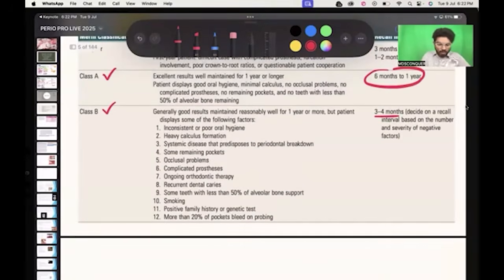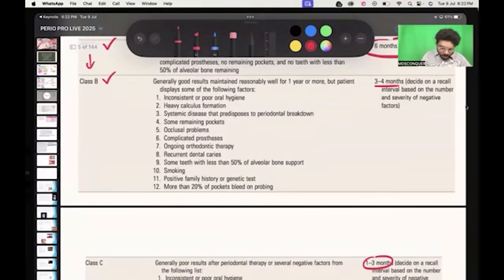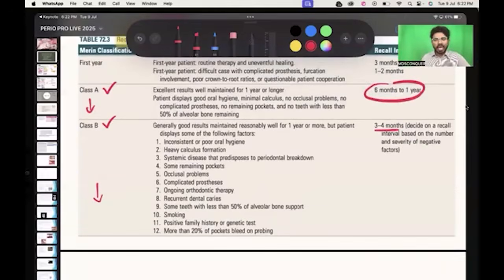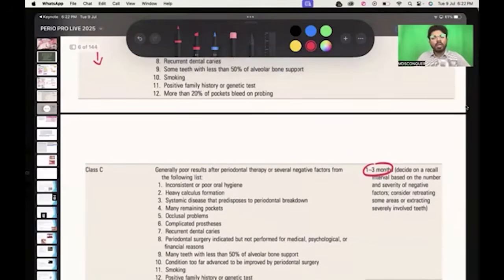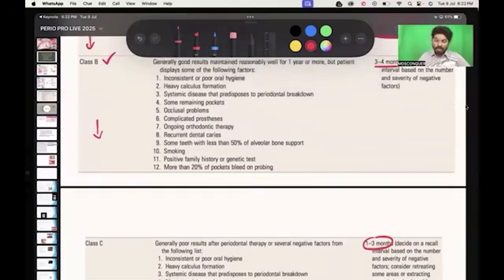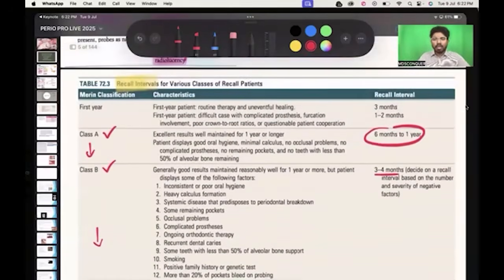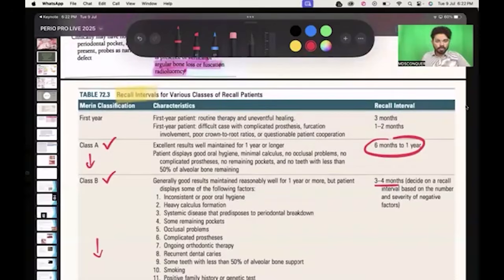This means as you move from A to B and from B to C, the severity of the case increases. Whenever the case is more severe, the recall time will drop down. So you see, class A is 6 months to 1 year, B is 3 to 4 months, and C is 1 to 3 months. Clear? We'll see what clinical information we have.